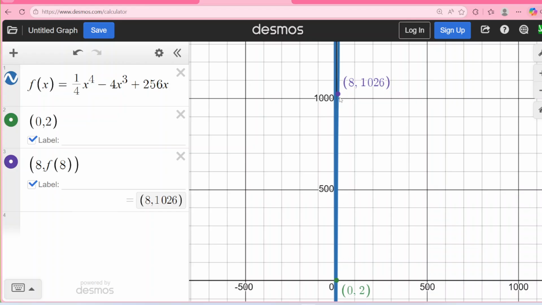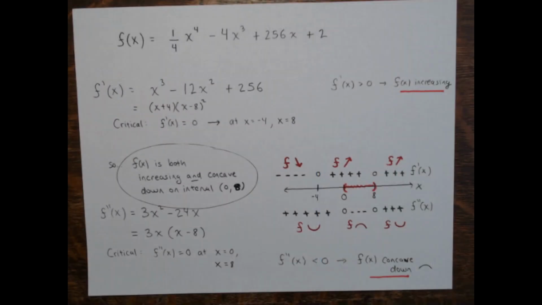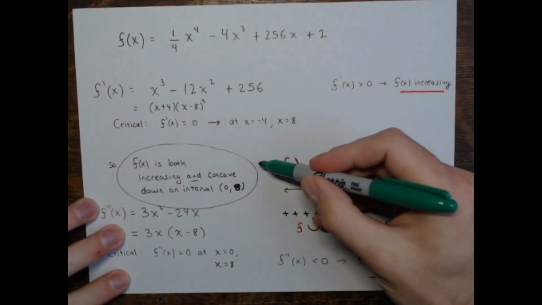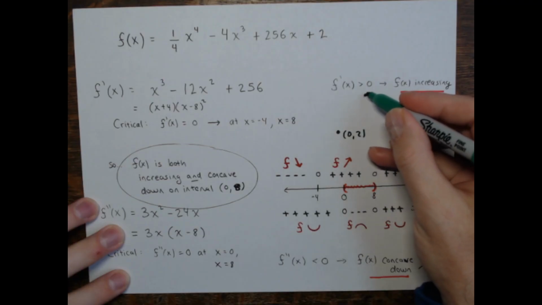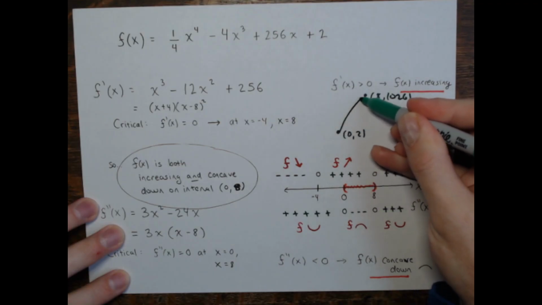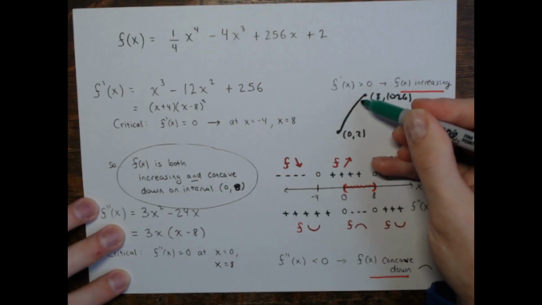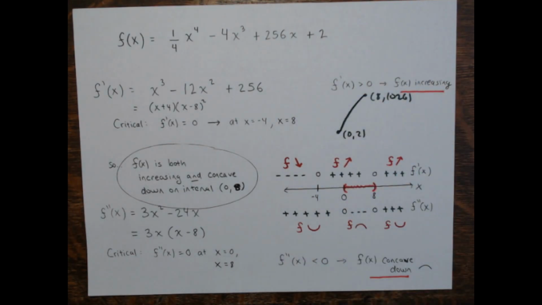So it's definitely increasing. But the fact that it's concave down is very hard to tell from this picture, because it's so steep and such a slight curve that you can't really tell. But what should be happening is something like this. You've got the point 0, 2, and you've got the point 8, 1026. So we're on a piece of curve that's increasing and concave down, going up, but also part of this bowl that's dumping water, curling downward. So again, hard to tell in Desmos, but it should be doing something like this. And it is, it's just hard to tell.